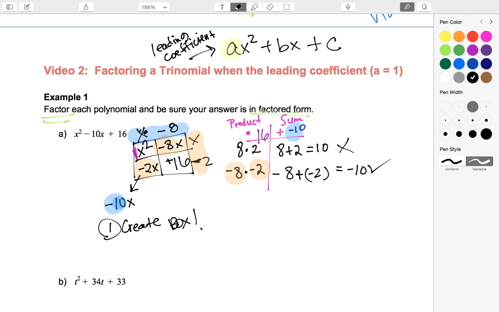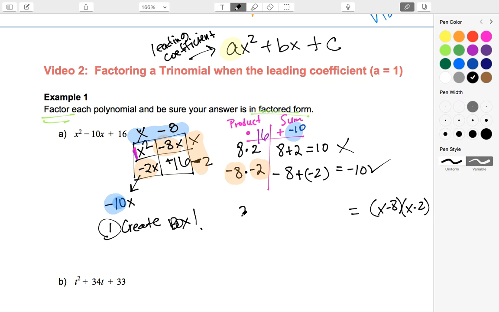So then here you check your last box. X times negative 2 gives me negative 2x. That works. So my factors are x minus 8 and x minus 2. Right?